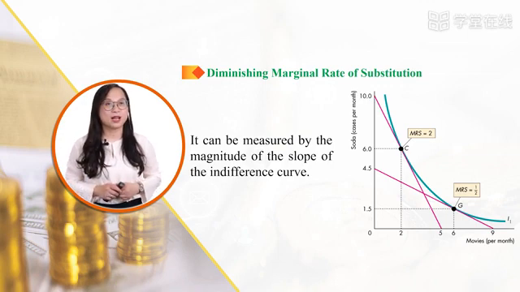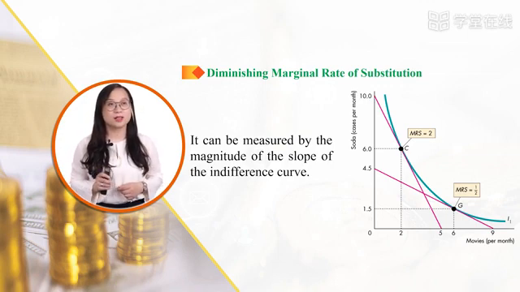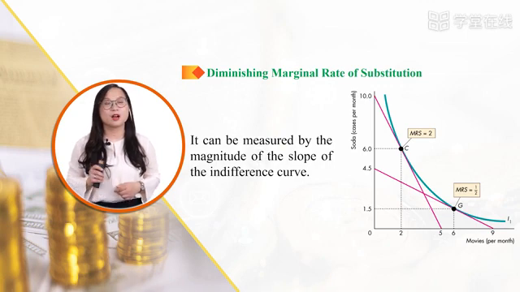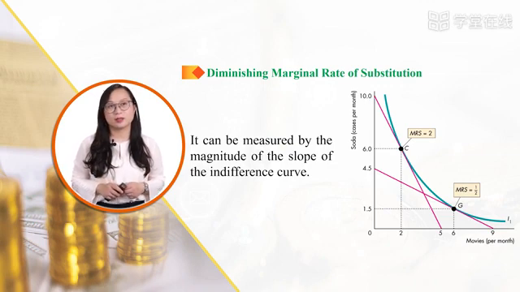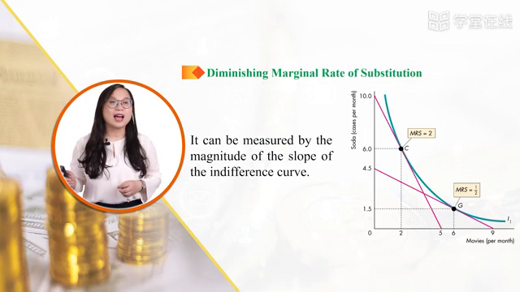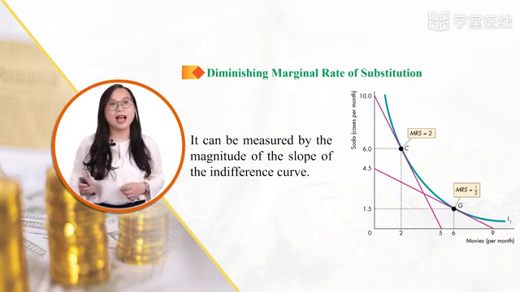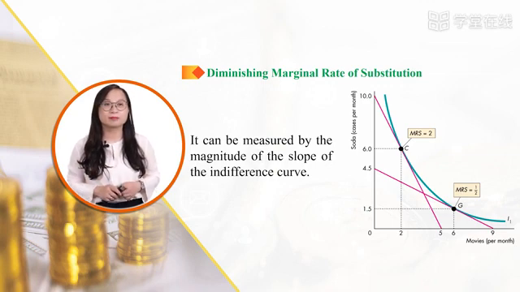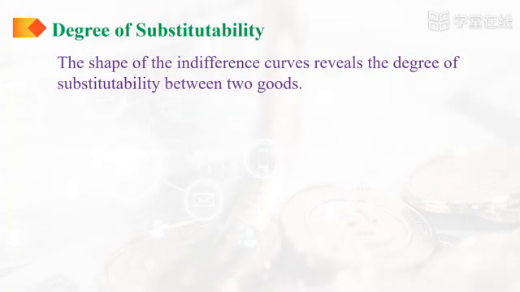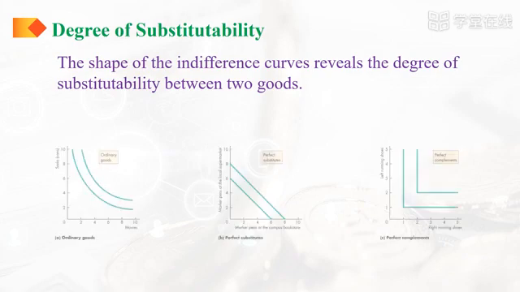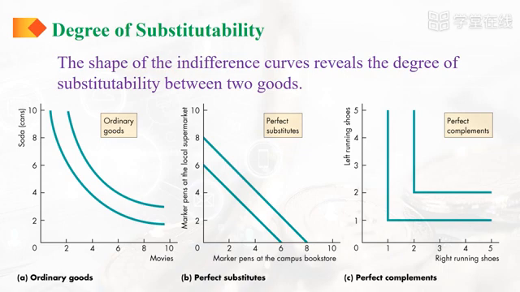For example, at point C in the graph, Lisa is willing to give up 10 cases of soda to see 5 more movies. Her MRS at this point is 2. And at point G, Lisa is willing to give up 4.5 cases of soda to see 9 more movies. Her MRS here is a half. The slope represents consumers' willingness to substitute. Then the shape of the indifference curve reveals the degree of substitutability between 2 goods.